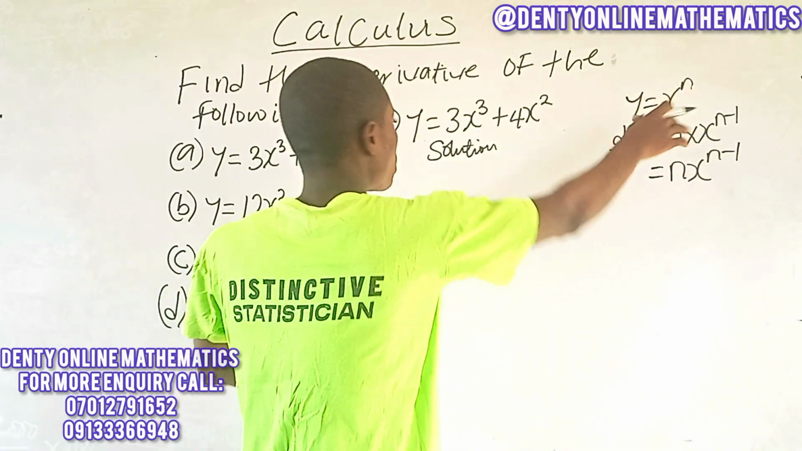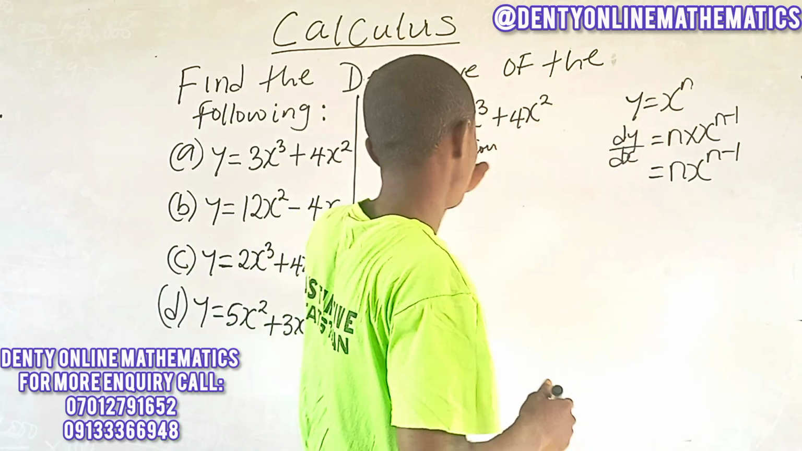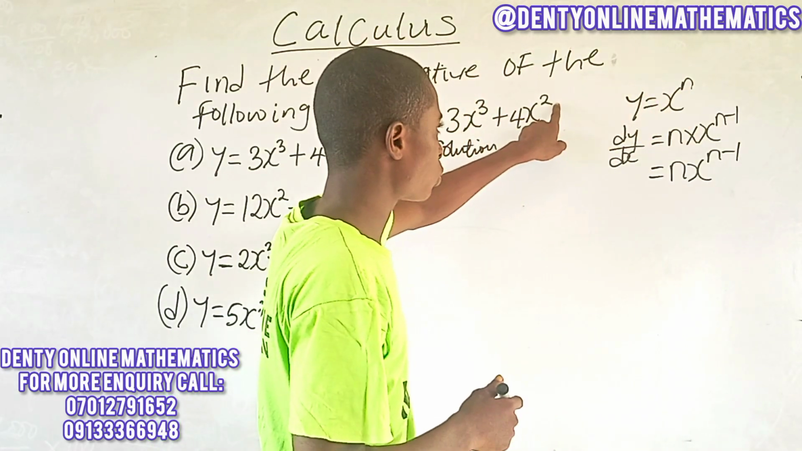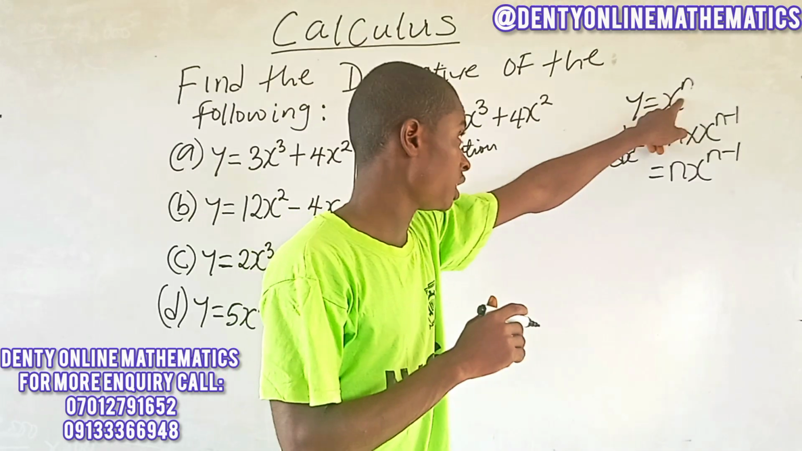Now apply this rule into solving this. This n is the 3, while the x is the 3x. This n is the 2, while the x is the 4x. You can see, you can just use this to solve this.